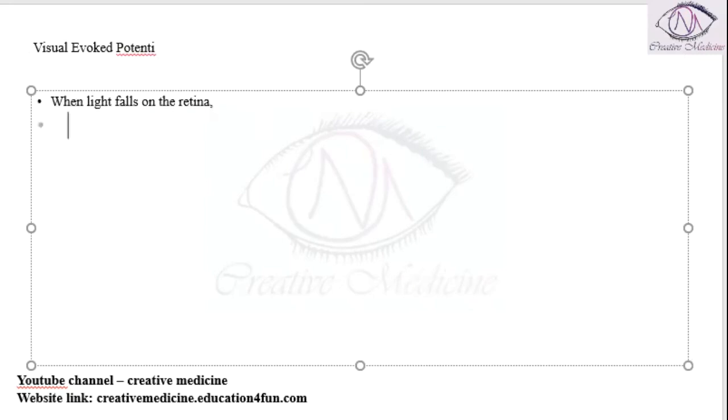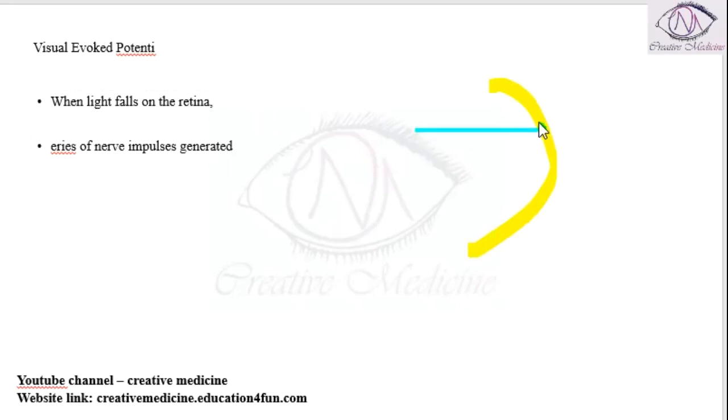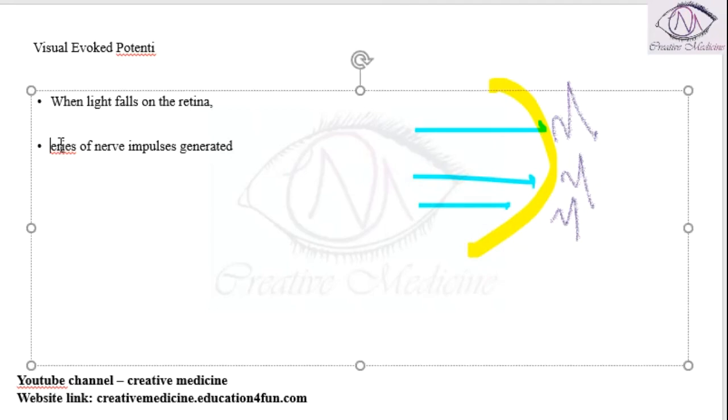When the light falls on the retina, a series of nerve impulses will be generated. So, if this is the retina and the light falls on the retina, a series of nerve impulses will be generated. Now, these nerve impulses will mediate and pass to the visual cortex.